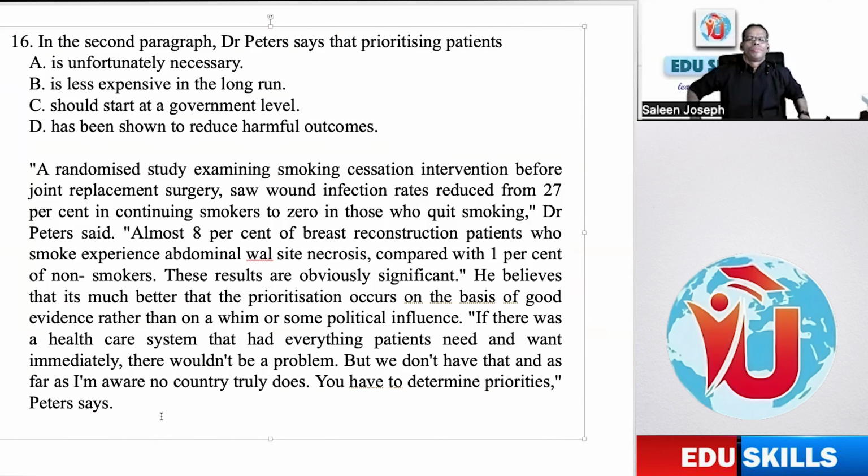16. In the second paragraph, Dr. Peters says that prioritizing patients: A, is unfortunately necessary. B, is less expensive in the long run. C, should start at a government level. D, has been shown to reduce harmful outcomes.